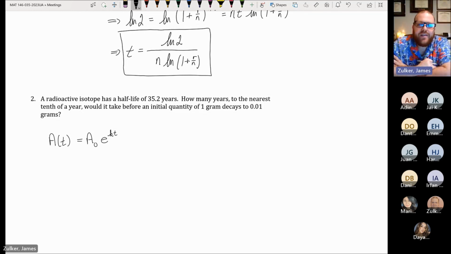Since we're dealing with radioactive decay, our k is going to be negative. Positive k would represent an exponential growth. Negative k represents an exponential decay. We need to find this k value. Well, that's easy to do with the condition. We know the half-life is 35.2 years.